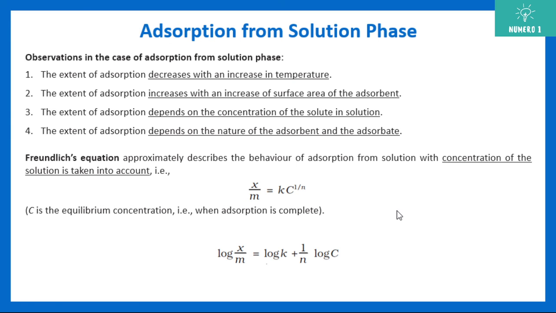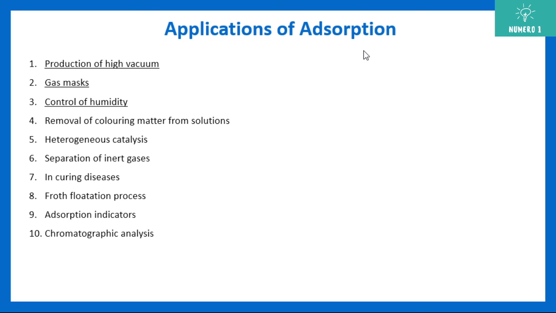Next, some applications of adsorption. A few of them we have already discussed, for example, production of high vacuum. In the first session I explained that if we have O2, CO, NH3, H2 gases and we put in charcoal, it adsorbs those gases and the pressure decreases. So for production of high vacuum, we can use this application of adsorption.